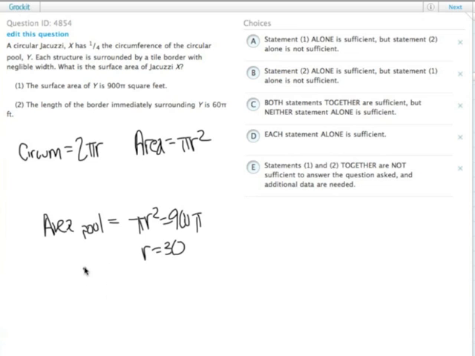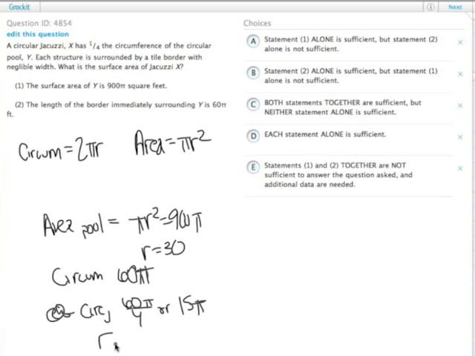Circumference would be 2 pi r, so it would be 60 pi. And from there, we know that the circumference of the jacuzzi is 1/4 of that. So the circumference of the jacuzzi is 60 pi over 4, or 15 pi. And so that's 2 pi r. So now we know that the radius of the jacuzzi is half of 15, which is 7.5.